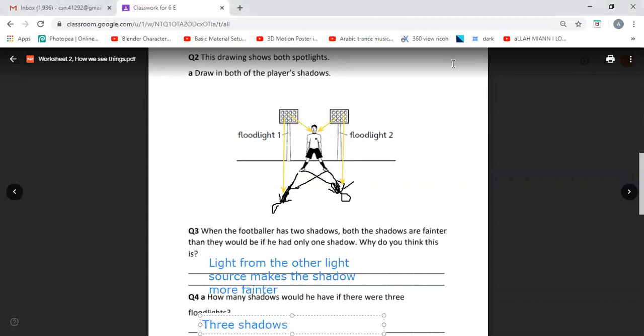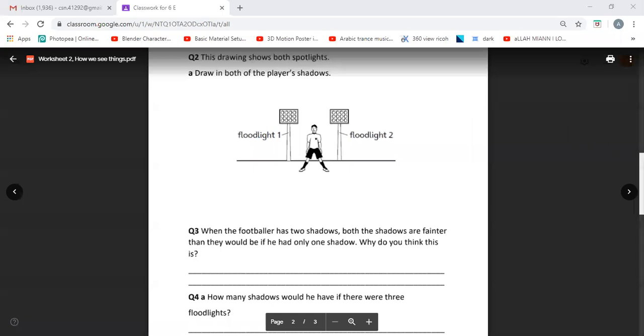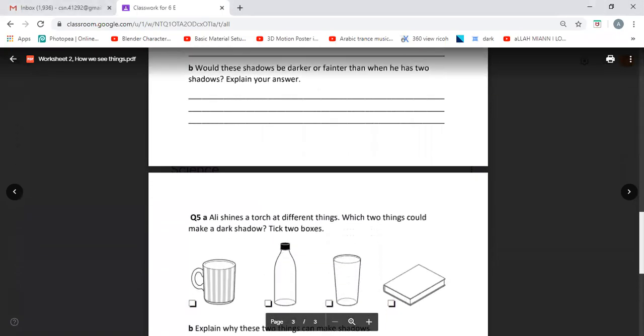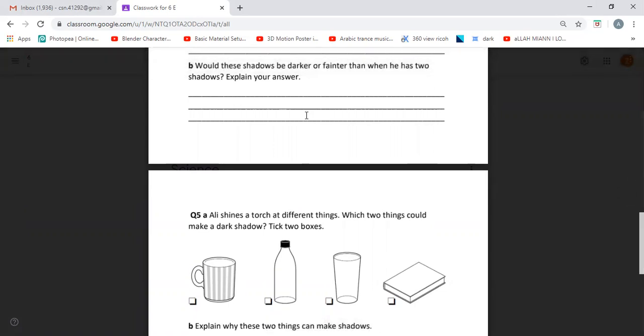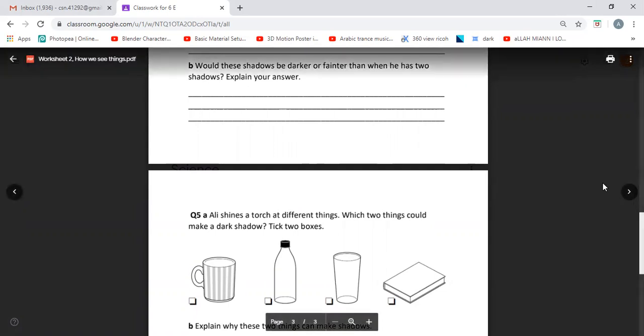Now let's just save this as well. Clear all the drawings. Let's get to the other part. Would these shadows be darker or fainter than when he has two shadows? Explain your answer. I think you'll be able to answer this. Of course, I told you that when you have more lights available, there's less chance that there'll be any darker region left, because even if one light is blocked, the other light can still reach that place, right? So it is going to be fainter.